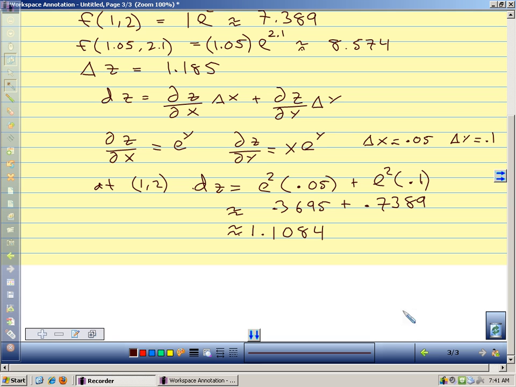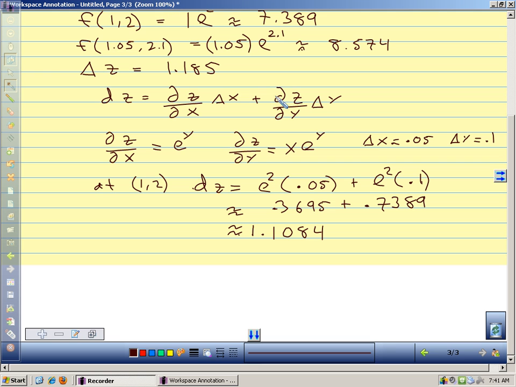So if you're making measurements and your delta x and delta y are your error in your measurement, this can tell you something about the total error in your measurement if what you're measuring depends on 2 variables, and we'll do an example of that.